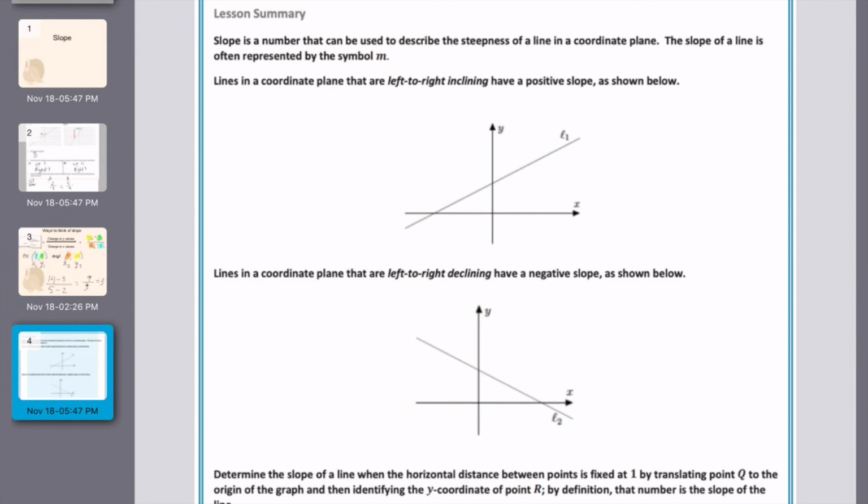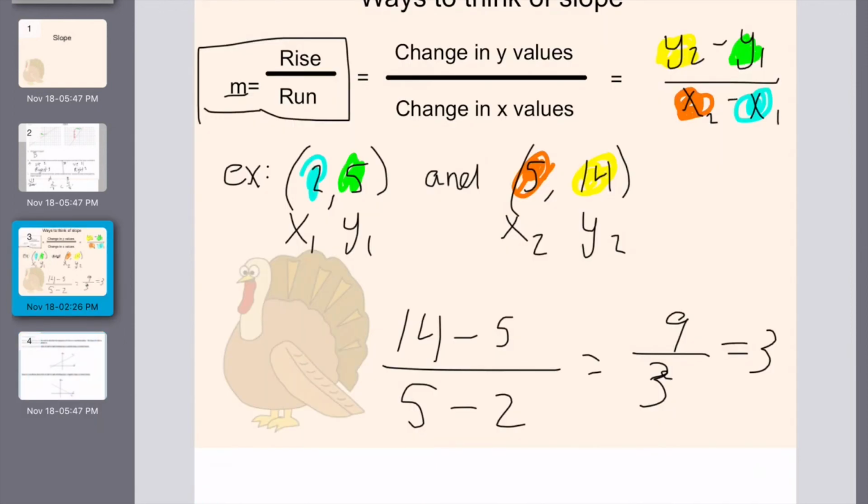Determine the slope of the line when the horizontal distance between points is fixed at 1 by translating the point Q. So essentially what they're saying is you should be able to go from one point to the next in order to figure out what the slope of that line is. So again, please feel free to use this formula that I have all the way at the end here, y2 minus y1 over x2 minus x1, when we are trying to determine the slope of a line.